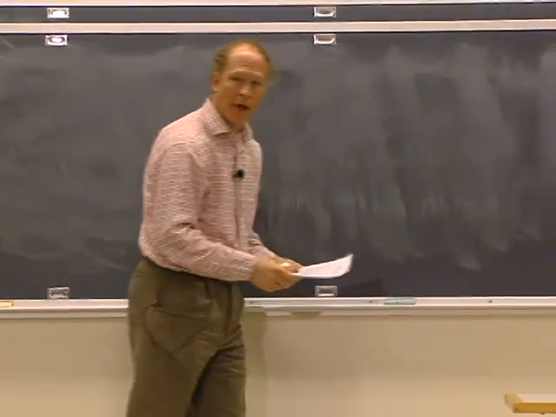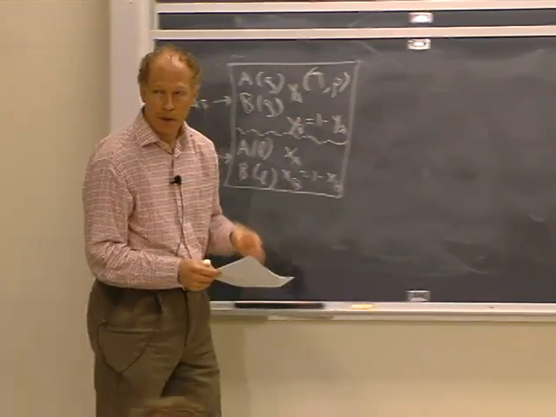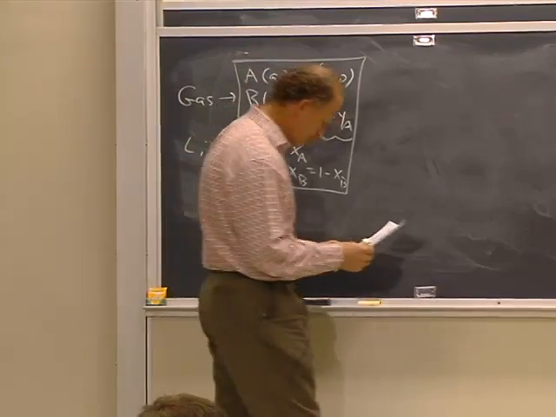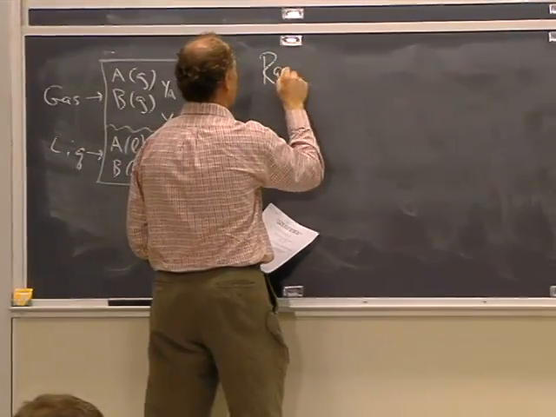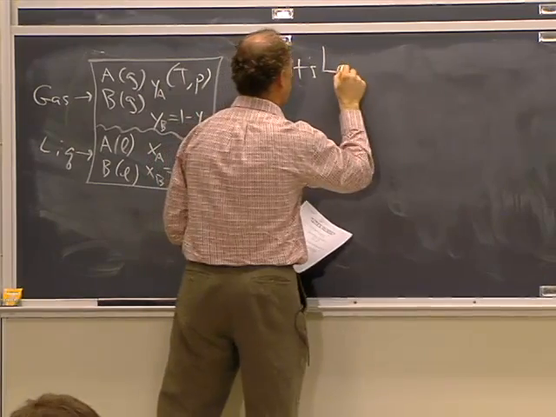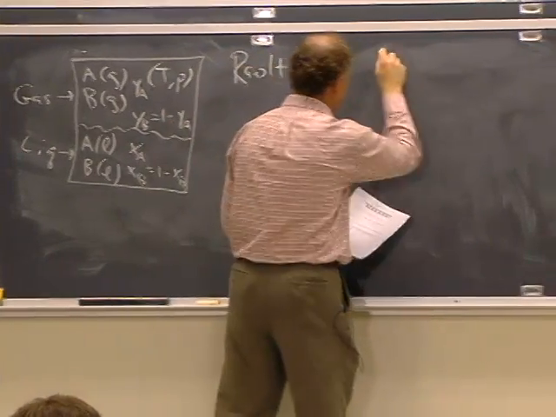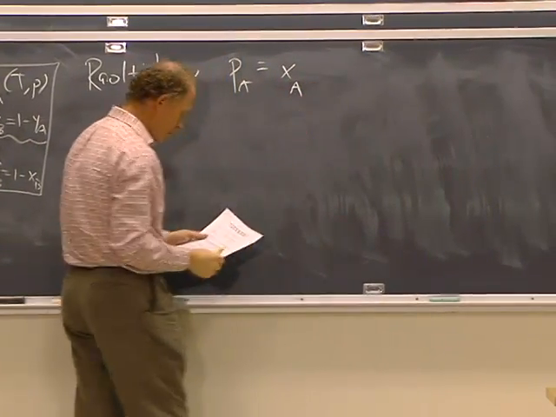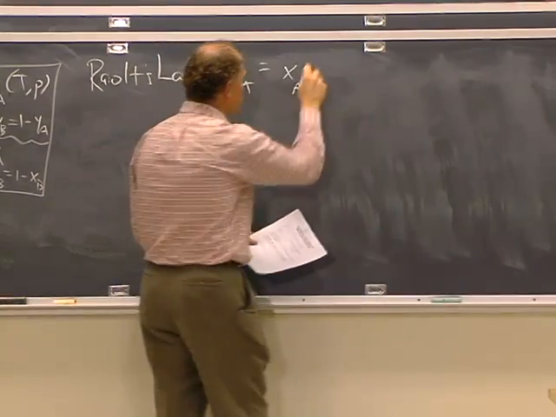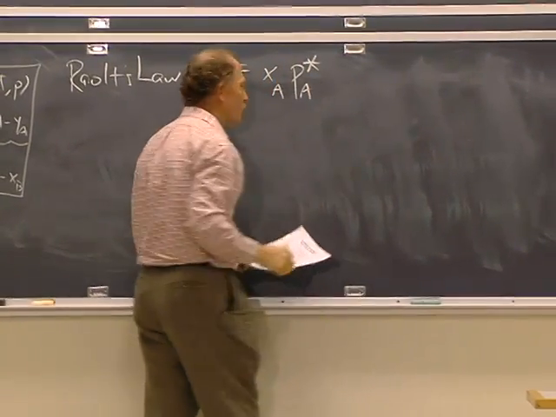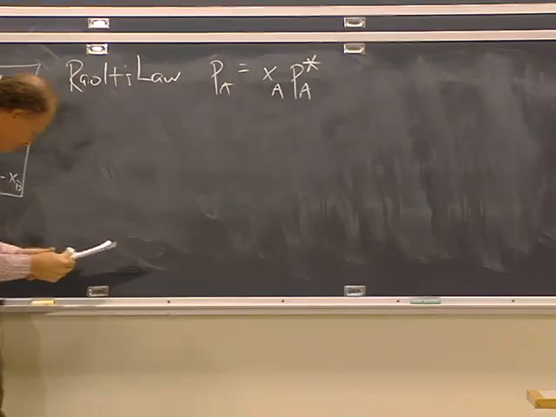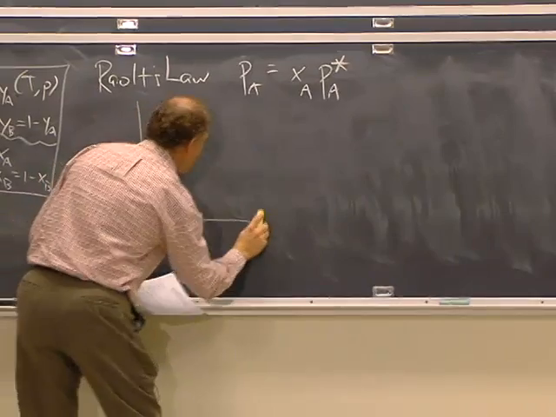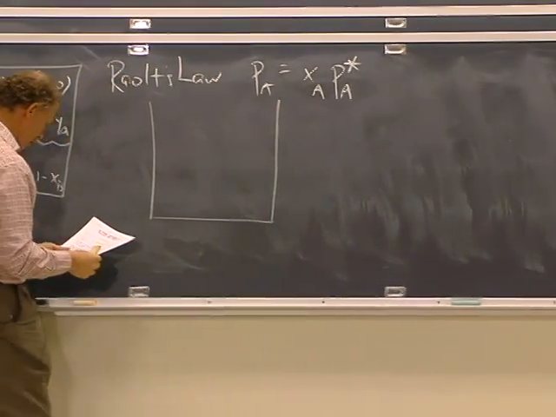Okay. And then what you saw is that in simple or ideal liquid mixtures, a result called Raoult's law would hold, which just says that the partial pressure of A is equal to the mole fraction of A in the liquid times the pressure of pure A over the liquid. And so what this gives you is a diagram that looks like this.